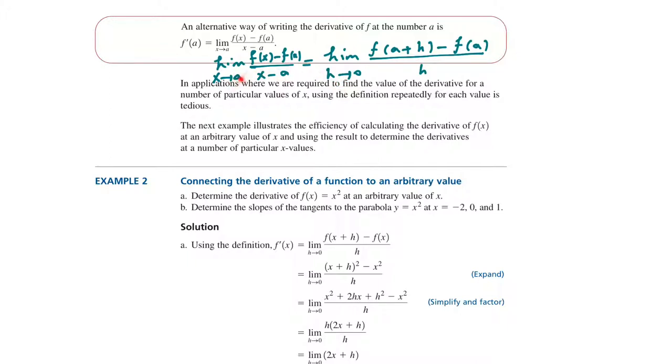Then, if we substitute x minus a equals h and x equals a plus h, we'll see the two limits are the same.